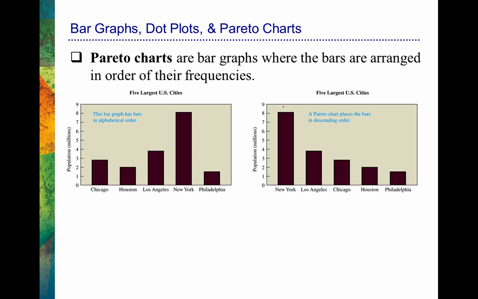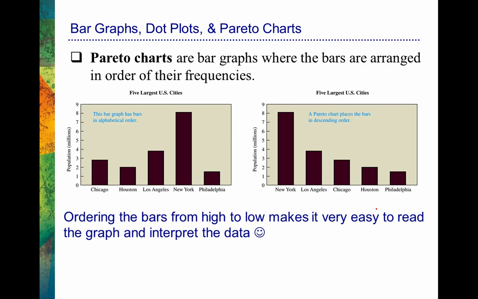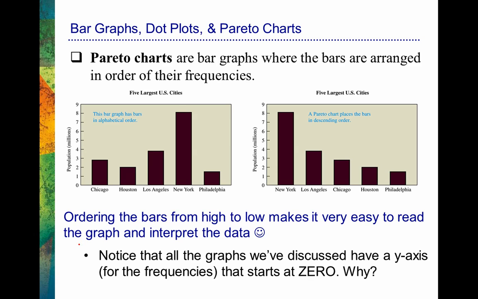You can see this is a lot more pleasant to the eye than this right here, and it helps us see at a glance which is the largest city and which is the 5th largest city. So ordering the bars from high to low simply makes the graph easier to read and easier to interpret. Here's an interesting point that I want to make at this point in the lecture. You'll notice that all the graphs we've discussed so far have a y-axis, that's this axis, that has a 0 point. So all of these bars have started at 0.